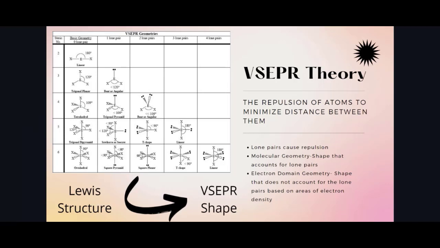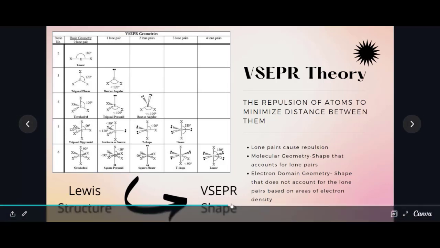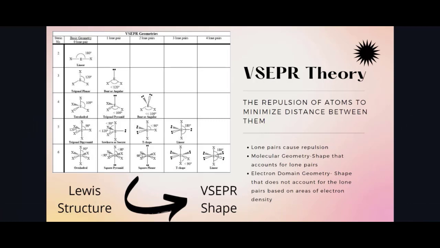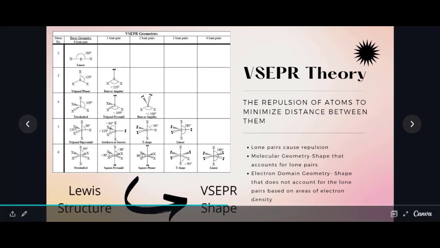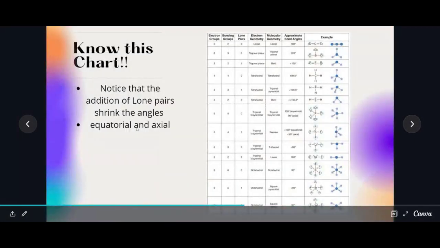But for now, how do you get these shapes? If you look at the little arrow I drew here, to get the VSEPR shape, you have to know the Lewis structure. Notice how everything builds on itself, because when you find the Lewis structure, you can look at the central atom and find the shape that corresponds, based on whether you're asking for molecular geometry or electron domain geometry. And I have more information about that here.